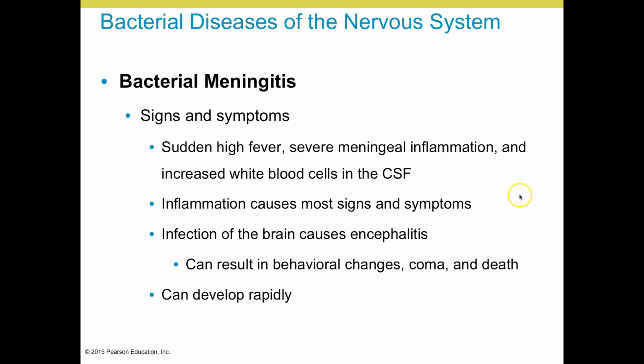Bacterial meningitis. The signs and symptoms: sudden high fever, the meningeal inflammation, and you can see an increase in white blood cells, especially when they look into the cerebrospinal fluid. The inflammation causes most of the signs and symptoms. The infection of the brain cells also causes inflammation of the brain, which is known as encephalitis. And this can also result ultimately in death.